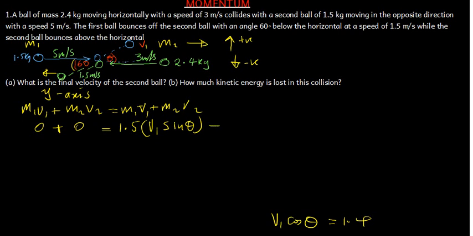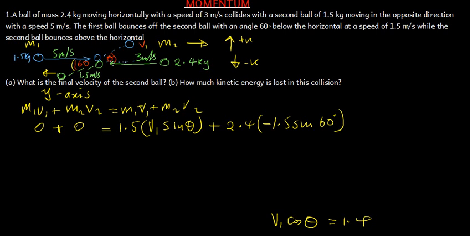Okay, what of mass 2? The mass is 2.4. What of velocity? Now you can see it bounced at 1.5, so we're going to get the y component of 1.5, but because it went down, we're going to put a negative there. That will be negative 1.5 sin, the angle is what? The angle is 60 degrees.